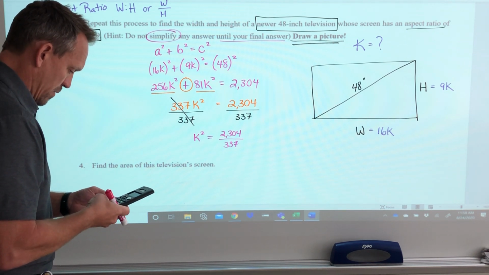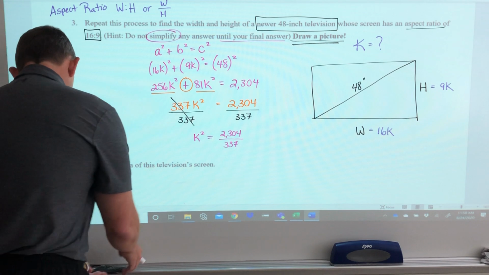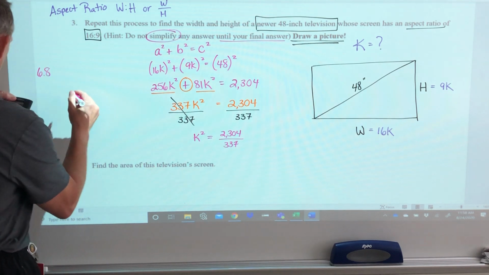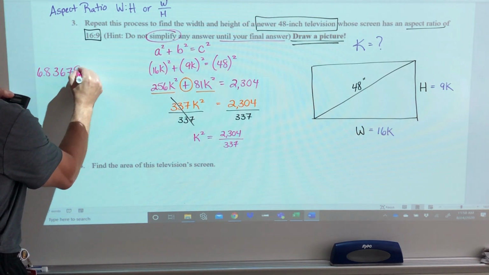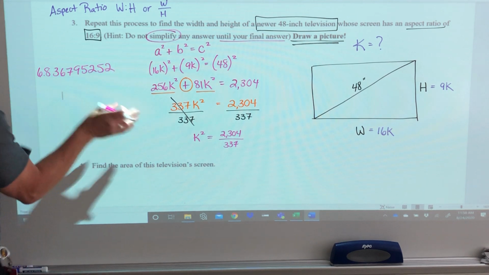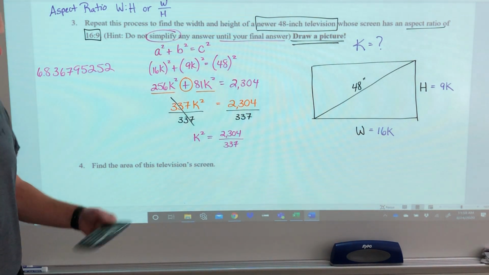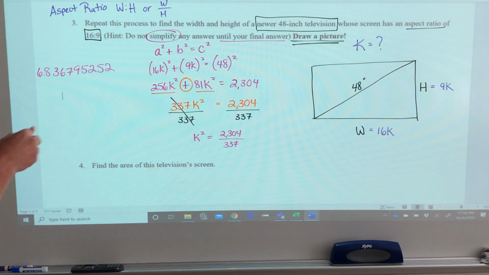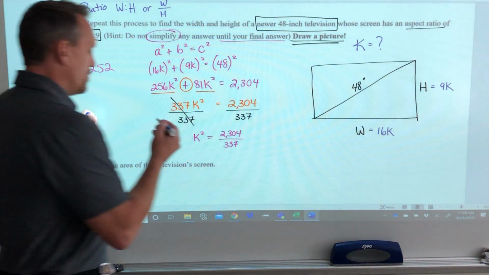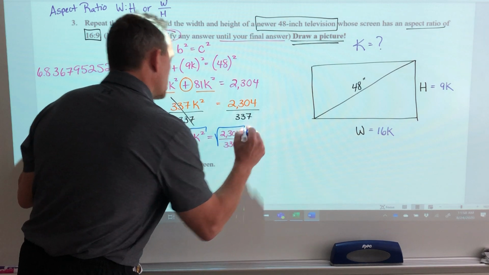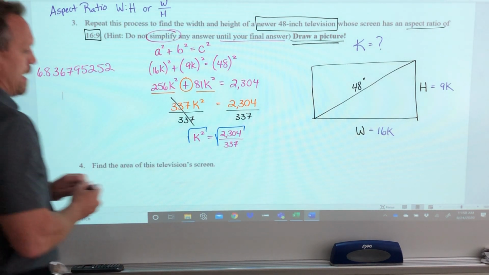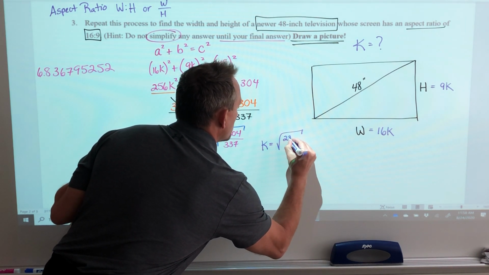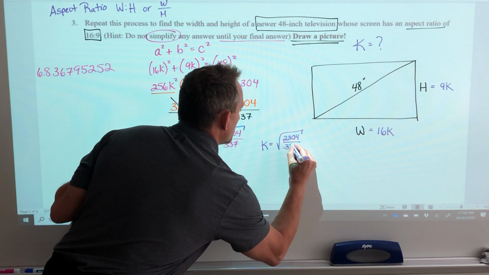Because if I do that in a calculator, 2304 divided by 337, I'm going to get 6.83679552. I don't want to write all that. I'd rather write that. It's just easy. Okay? And I don't want to then type all that back and so on and so forth. From there, you can just take the square root of both sides. Okay? And when you do that, you know that K equals the square root of 2304 divided by 337.